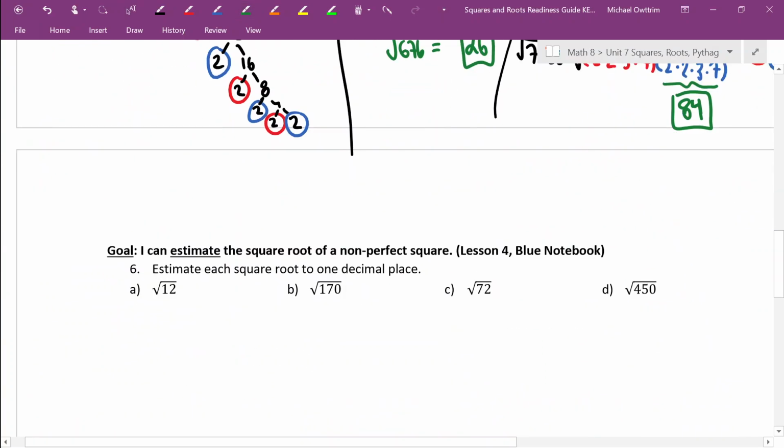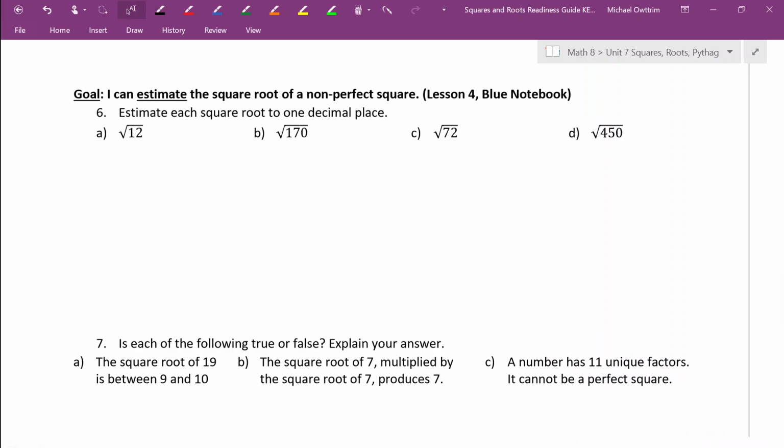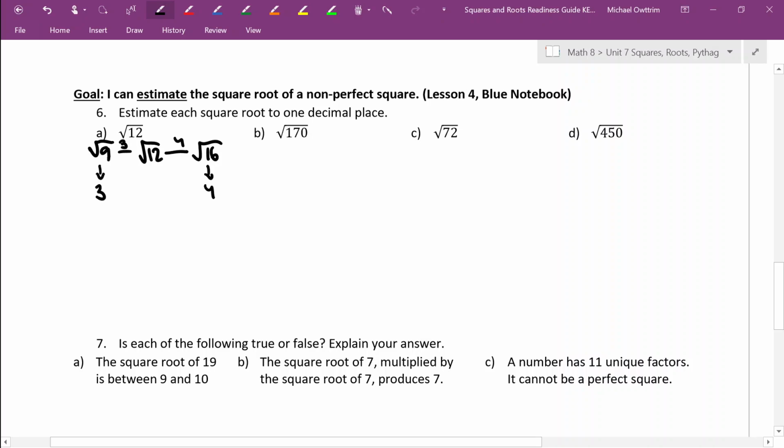Okay. On the back page, we are estimating our square roots. First thing we need to do when we are estimating our square roots is to identify the perfect squares on either side of our desired number. So for 12, the smaller perfect square is 9, and the larger perfect square is 16. And of course, in terms of 12, it's 3 away from 9, and it is 4 away from 16, so it's about halfway between. And that means that it's going to be about halfway between the square roots as well.